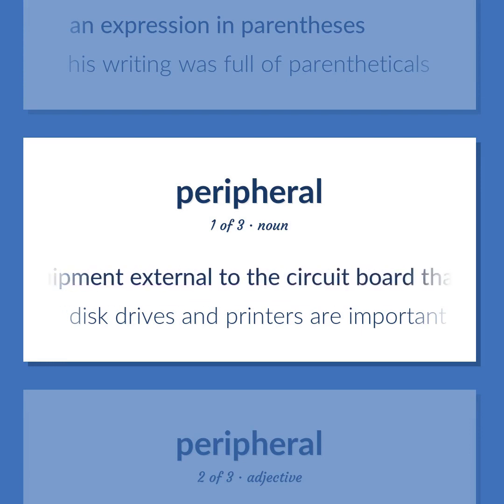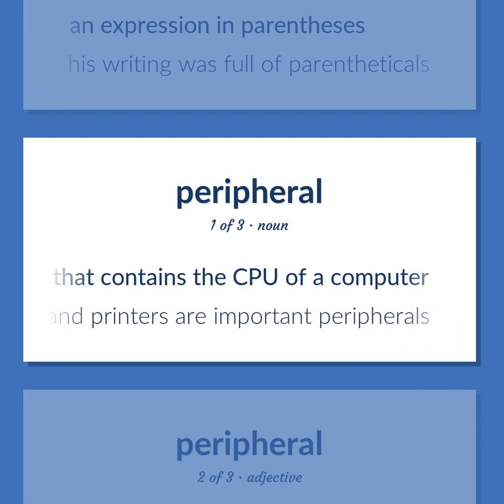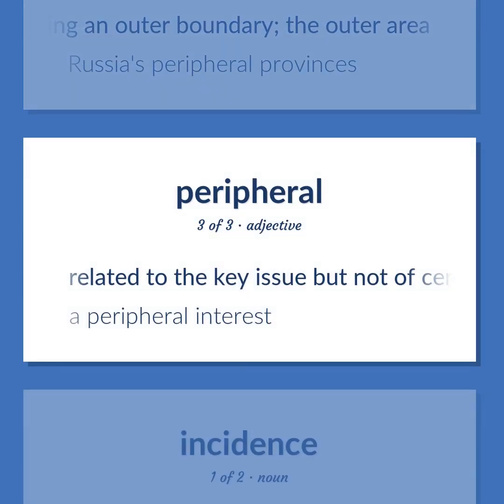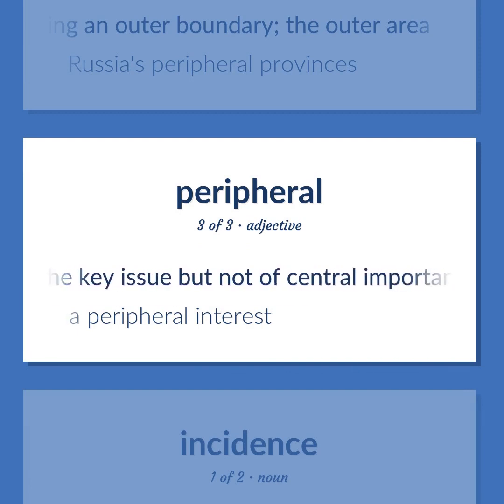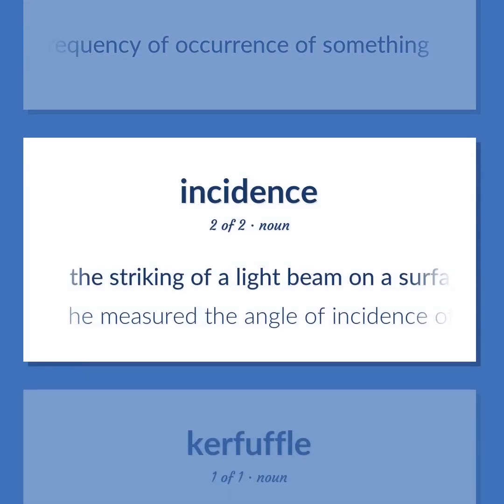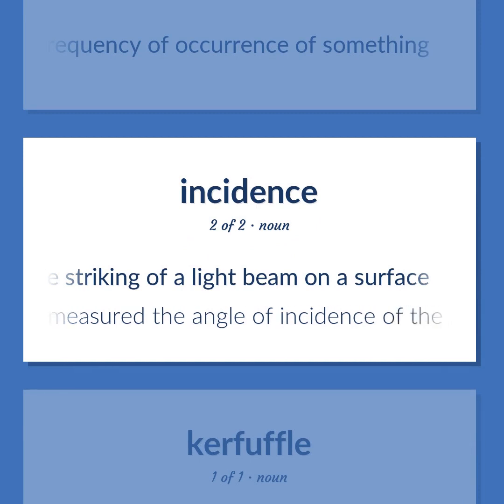Peripheral: electronic equipment external to the circuit board that contains the CPU of a computer. Disk drives and printers are important peripherals. On or near an edge or constituting an outer boundary, the outer area. Russia's peripheral provinces. Related to the key issue but not of central importance. A peripheral interest. Incidence: the relative frequency of occurrence of something. The striking of a light beam on a surface. He measured the angle of incidence of the reflected light.